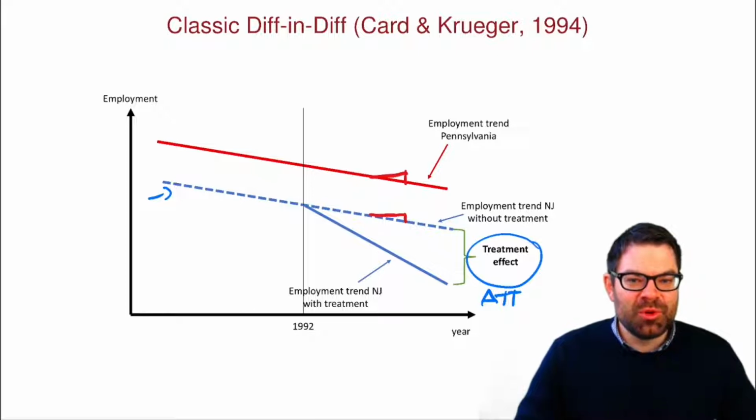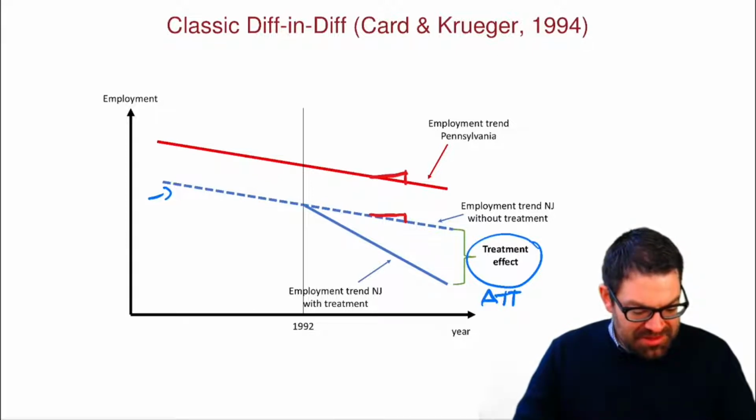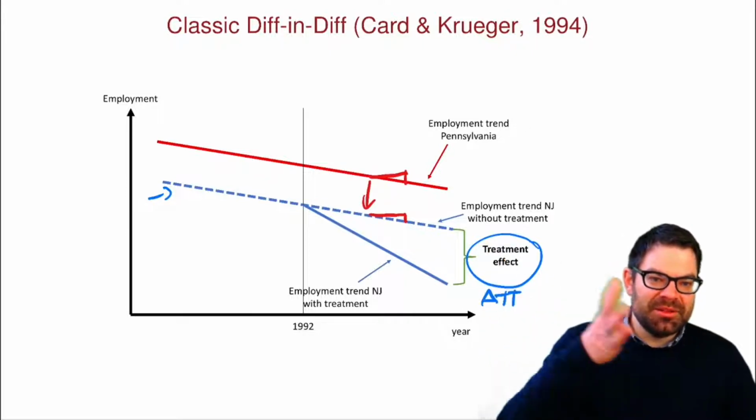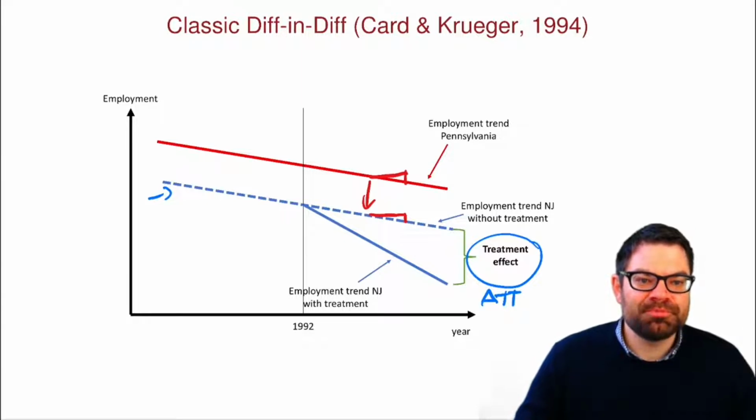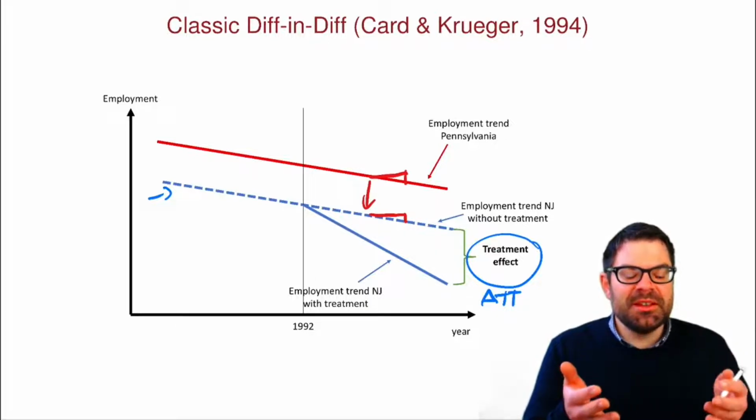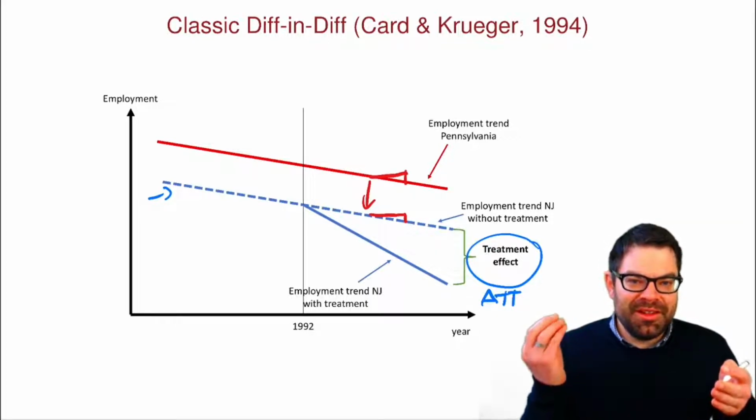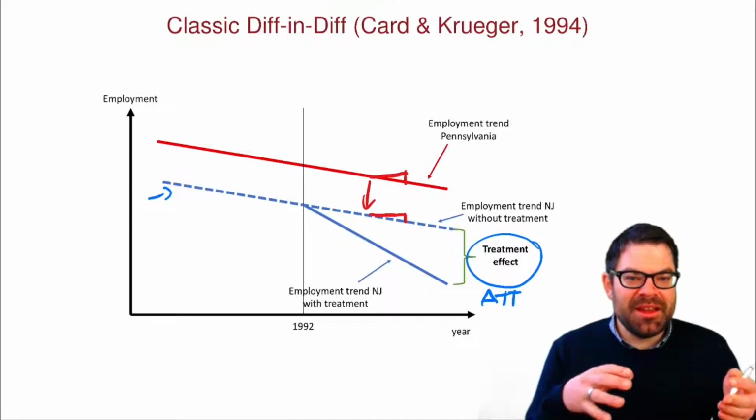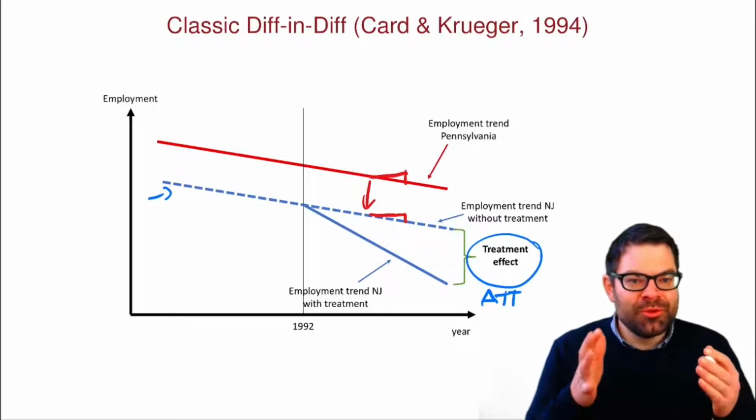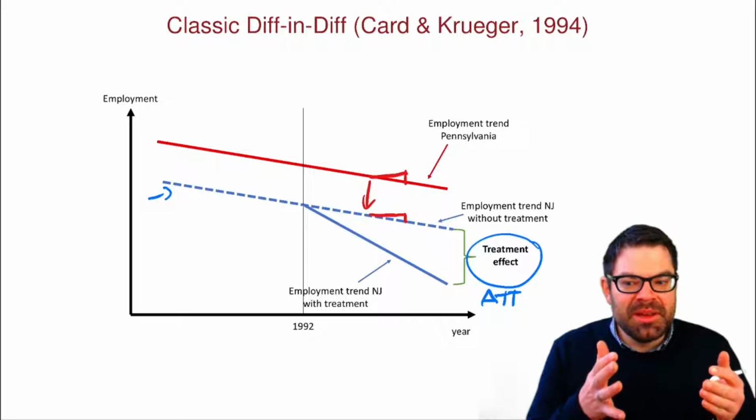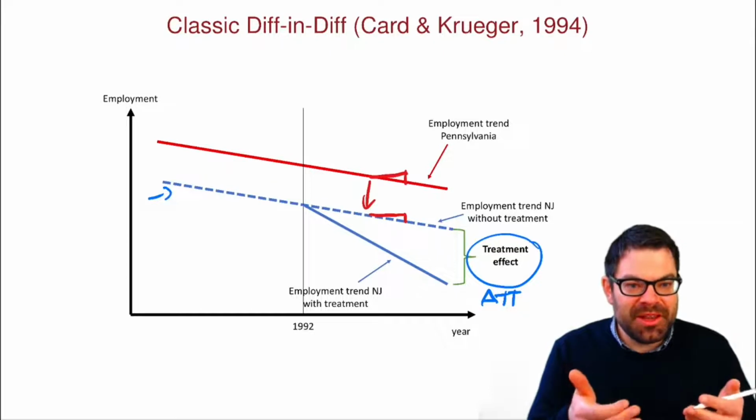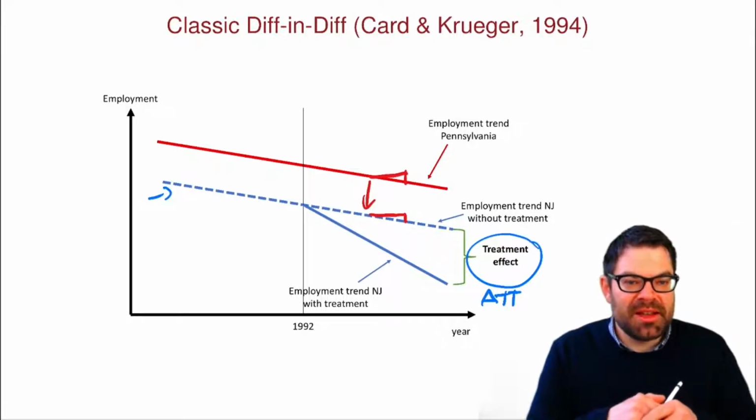So we basically project that slope that we can see in Pennsylvania onto New Jersey, and that's then basically the counterfactual trend in employment. You can obviously see here that there are assumptions needed for that to work, because it needs to be the case that the slope for Pennsylvania after the treatment is the correct counterfactual for New Jersey. And that is by no means clear. This may be true, this may not be true. And this is obviously an identification assumption that needs to be justified by the researcher.